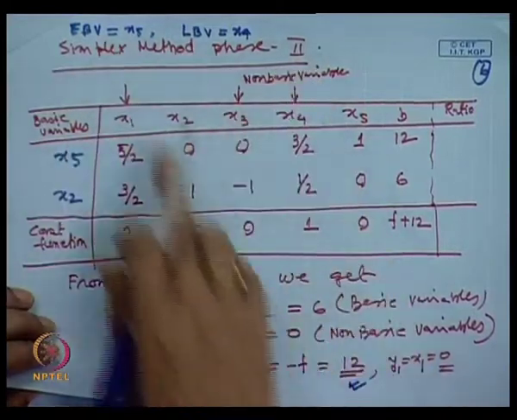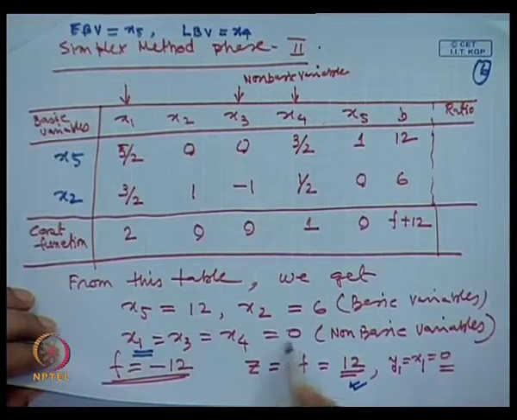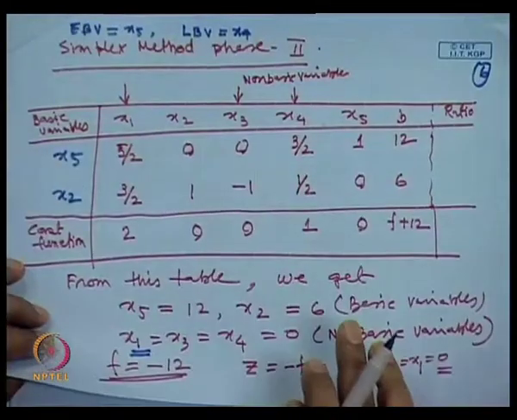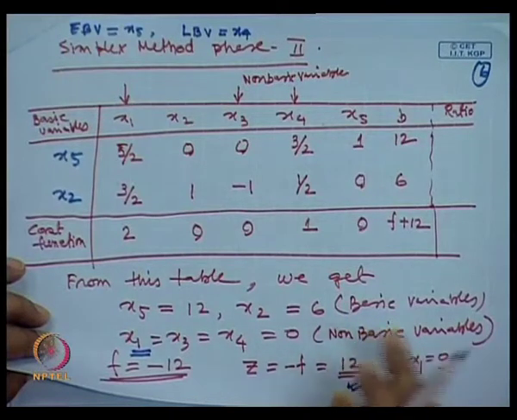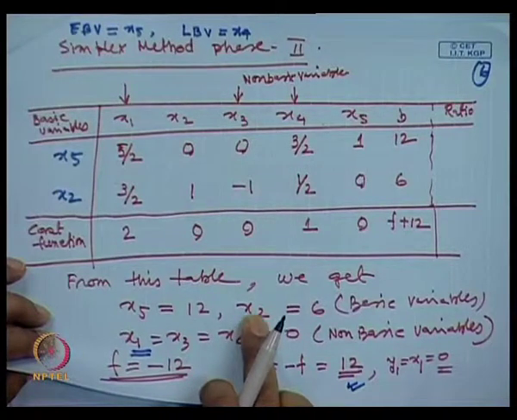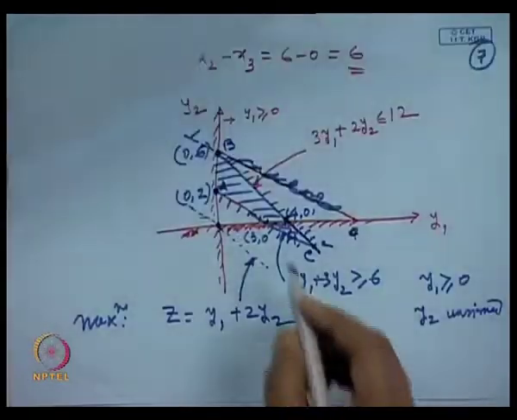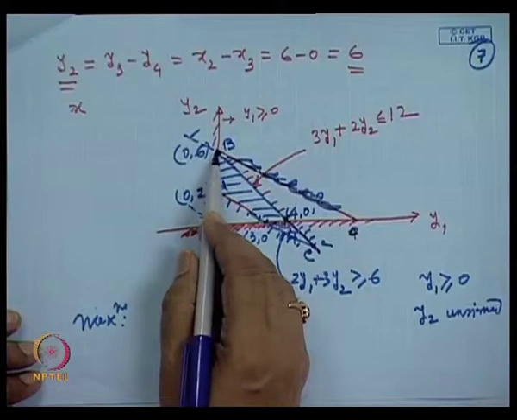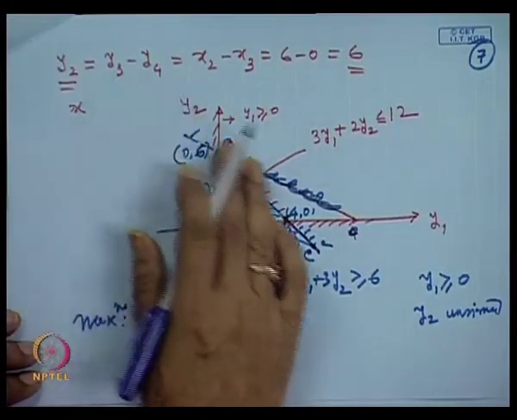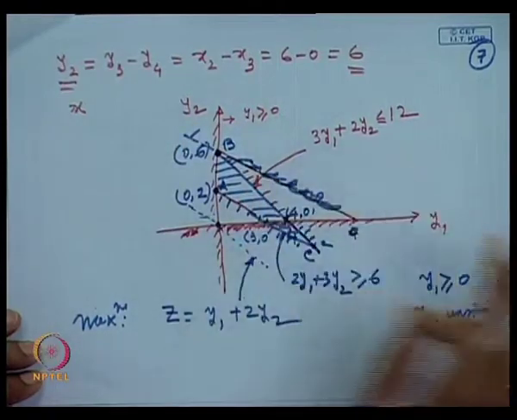After the completion of the second phase, our x 1 value is 0, x 2 value is 6. This indicates x 1 is 0, and since y 1 is equal to x 1, y 1 is 0, and y 2 is x 2 minus x 3, the way we have defined. So, 6 minus 0, 6. So, this is this point. This point will give the maximum value of the function this time, agree. So, graphically also one can represent this.